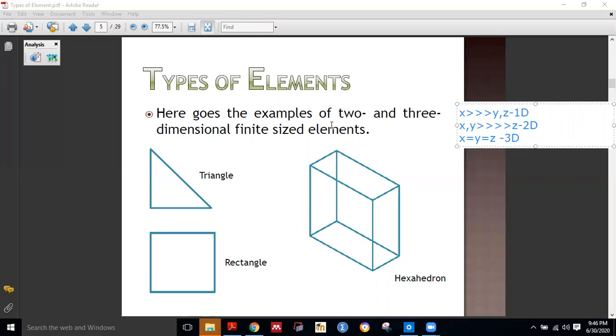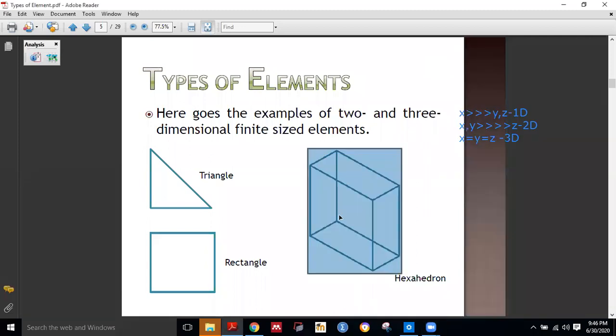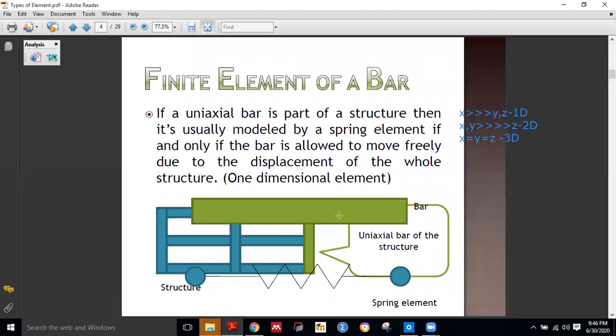Now in the previous slide we have seen the spring structure. The condition is mentioned here, that is, if and only if the bar is allowed to move freely due to displacement of the whole structure. Okay, so the bar's free movement is necessary for this case, but this is considered a one-dimensional element because we are giving only x, and y and z we are giving in the form of cross-sectional area.